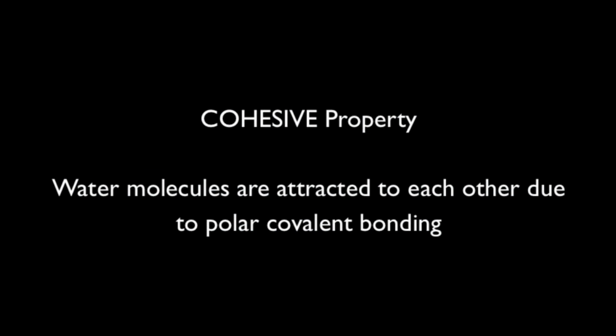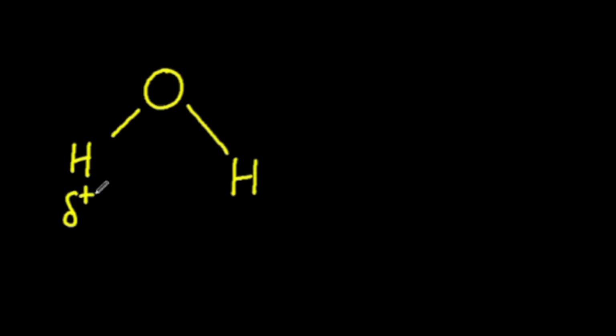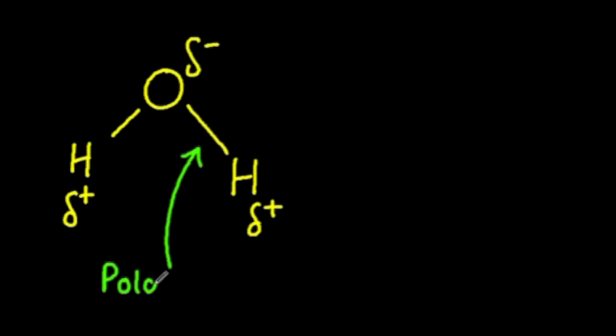Cohesion between water molecules results from the polar covalent bonding found in the water molecule itself. The water molecule is made up of one oxygen and two hydrogen atoms sharing electrons in a covalent bond. The situation is that the oxygen attracts electrons towards itself more so than does the hydrogen. Because electrons are negative, if they're being attracted towards the oxygen, this leaves the oxygen with a slightly negative charge and the hydrogens with a slightly positive charge.